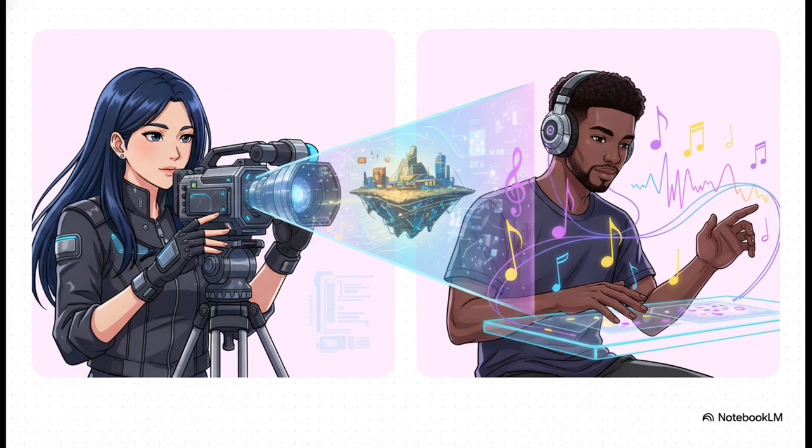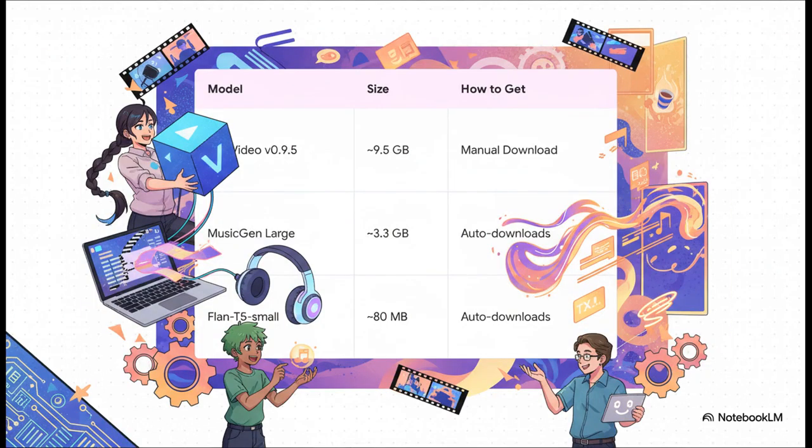It's really smart. Now, as for the software you need, the biggest piece is LTX-Video, which is a pretty hefty 9.5 gigabyte manual download. But the other key models like MusicGen for the music and another one called Flan T5 for processing text are handled for you. They just download automatically the very first time you run the workflow.